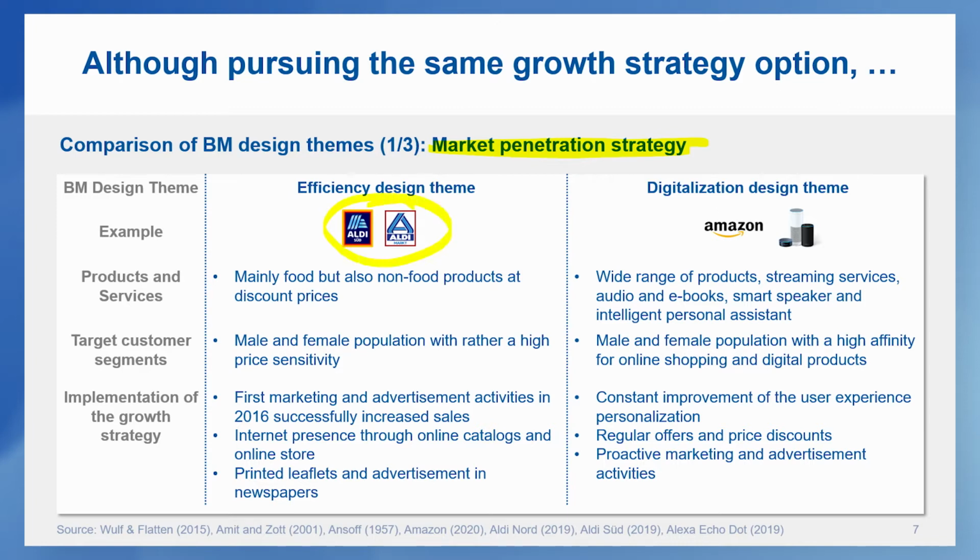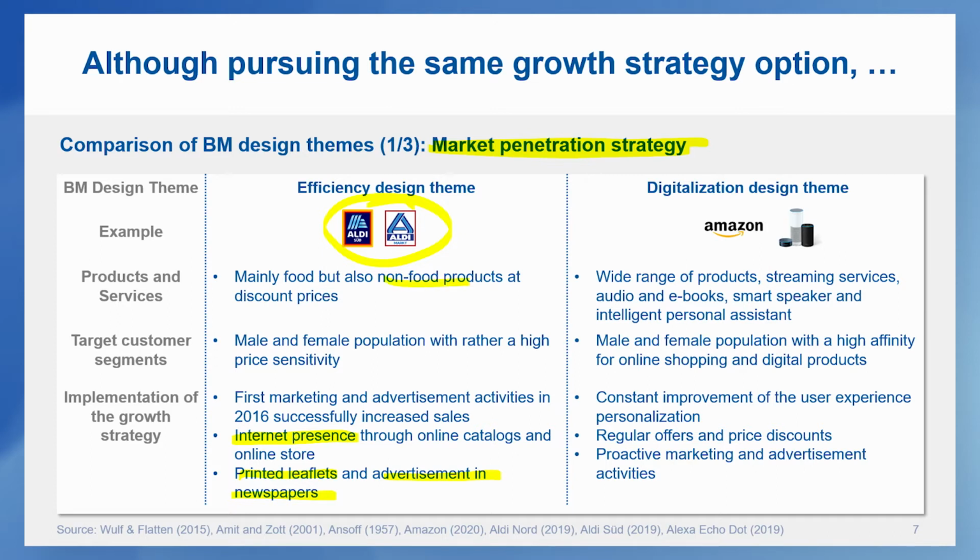And be it Aldi, as the supermarket chain, especially known in Germany, but also in other countries. They sell food and sometimes also non-food products. But what is actually their growth strategy, market penetration strategy? It is that they had started an internet presence. They printed leaflets, advertisement in newspapers.